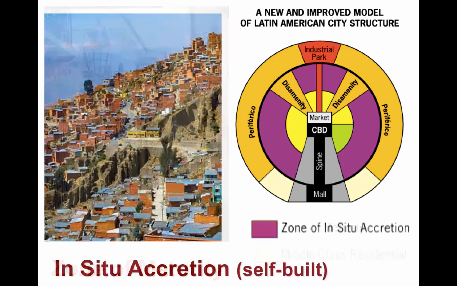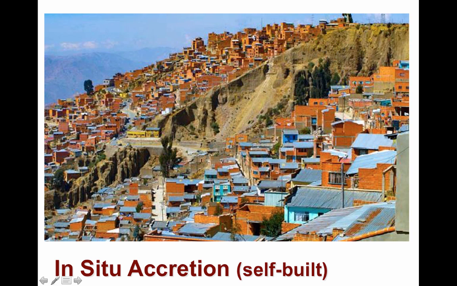There is also a zone of in situ accretion, which means basically self-built. This zone is a diverse collection of middle and low-income housing, and is a transitional area where people are either moving up or down the social ladder. Some neighborhoods have city-provided utilities, whereas other blocks must often rely on water and butane delivery trucks for essential services.